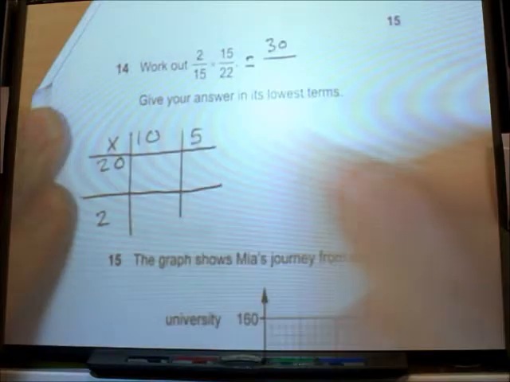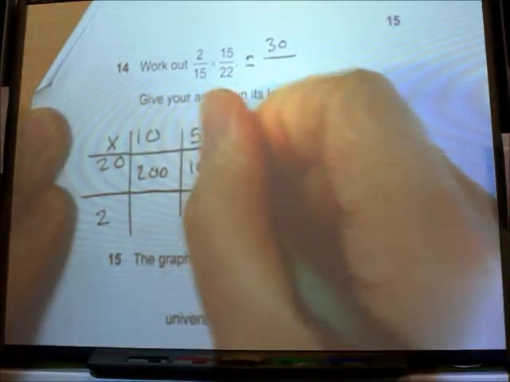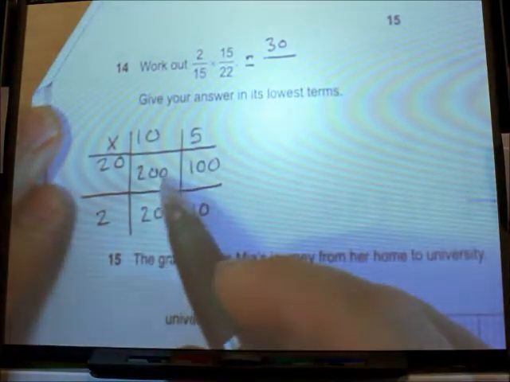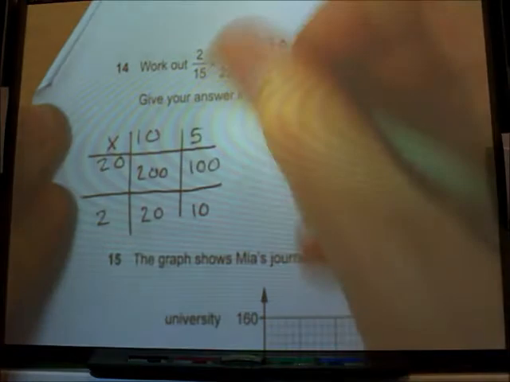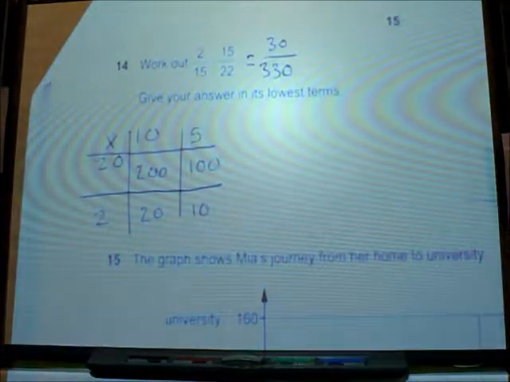Multiplying that. So 10 by 20 gives you 200. 5 20s are 100. 10 times 2 is 20. 5 2s are 10. So that will be 200, 330. 1 mark for doing that, and now you've got to simplify it.